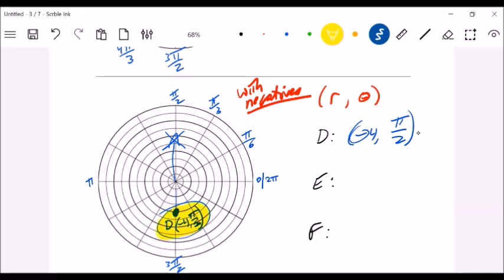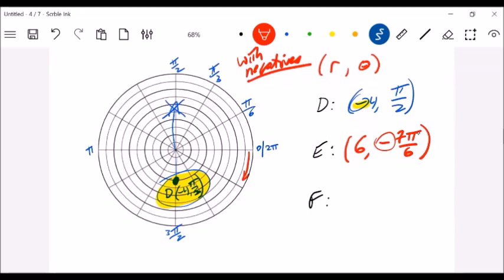And that's what the negative means. For the radius, the negative means go the other direction. Well, for the angle, it means something sort of similar, but not the same. Let's do 6 and -7 pi over 6. For an angle, the negative means go the other direction around the circle.